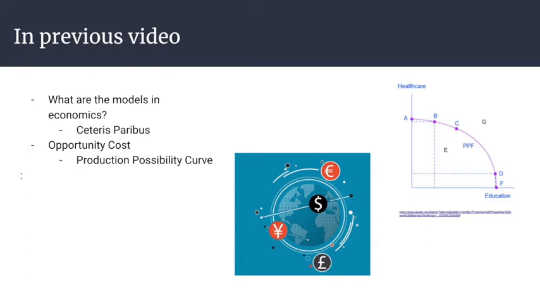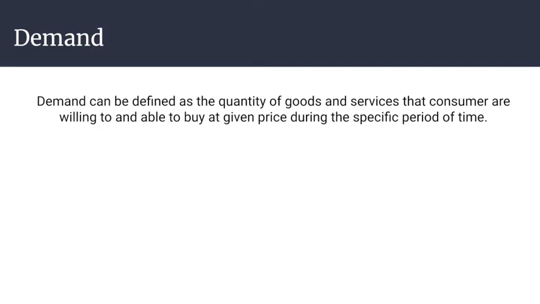In this particular video, we're going to be talking about demand. Demand on an individual level represents a necessity of what an individual wants to have at a certain period of time. Demand on a microeconomic scale amongst consumers can be defined as the quantity of goods or services that consumers are willing and able to buy at a given price during a specific period of time. This is essentially the basis of all economics, whether it is microeconomics, macroeconomics, or international economics.